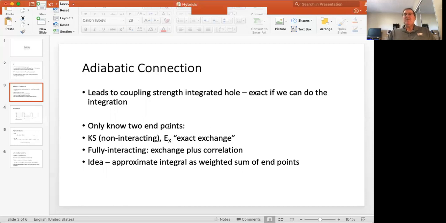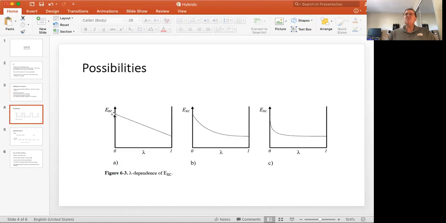Problem is we only know the two endpoints. We know the Kohn-Sham non-interacting case, where EX is this exact exchange, the Hartree-Fock-like exchange. And we know the exact wave function, where it's exchange plus correlation. The idea is you're going to approximate this integral as a weighted sum of endpoints. So all you know is this one, in principle this one, and it could look like this, it could look like this, it could look like this. And you're going to, I mean this in the nicest possible way, guess the form.